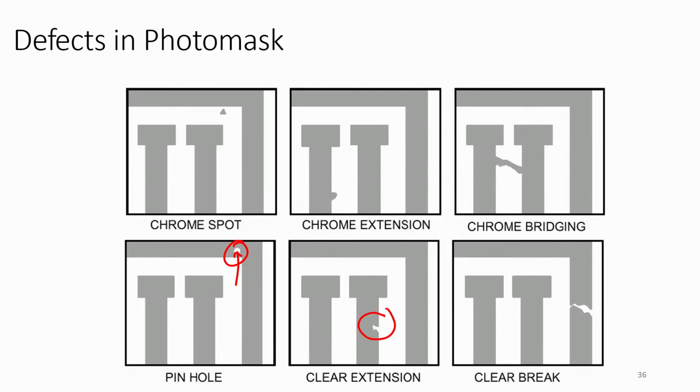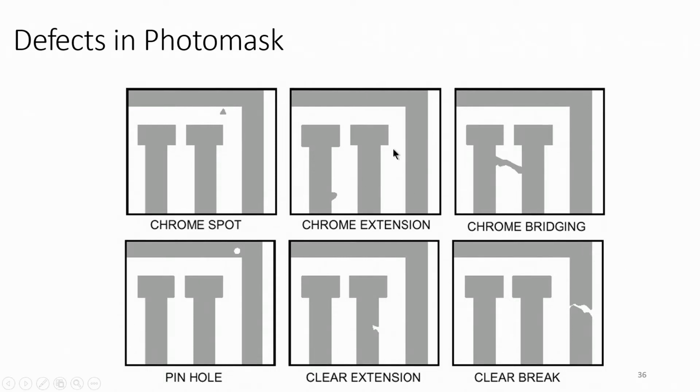This crack, or clear extension, will also cause a change in the resistance if it is a resistor. The other properties are also affected when you have this kind of defect. Finally, a clear break is not allowed because if it is a conducting line, then you are just breaking the connection. So, all these kinds of defects are generally observed in a photo mask. Before you use a mask, make sure that these kinds of defects are not there.